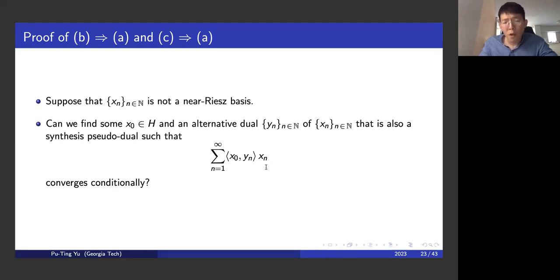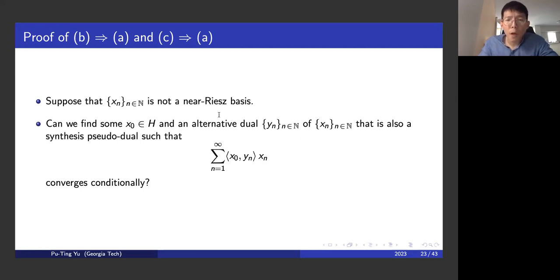So if the answer is yes, then because this sequence Yn is also a synthesis pseudo-dual, by the lemma we presented while we were constructing the counterexample, we know there must exist some element, let's say V, such that the infinite sum of Yn multiplied by the inner product of V and Xn converges conditionally. Then this will establish the direction from B to A and C to A.